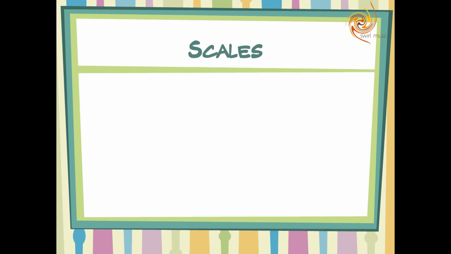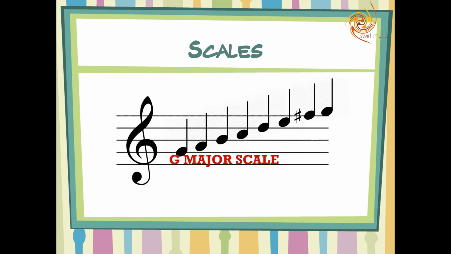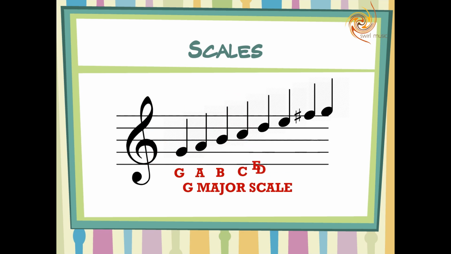The notes of the C scale would be C, D, E, F, G, A, B, and C. In a G scale, the notes are G, A, B, C, D, E, F sharp, and G. When a note is raised up by a semitone, we say it is sharpened. Example, in the G scale, F is raised up by a semitone. Hence, it will be F sharp.